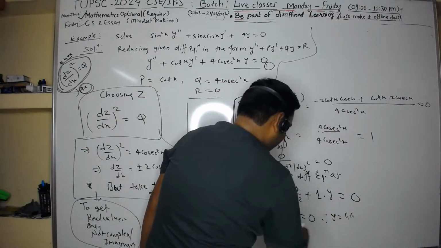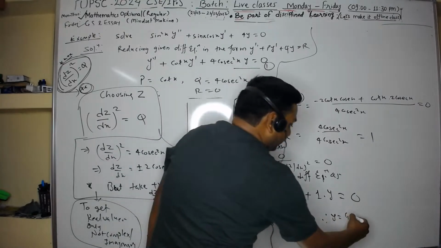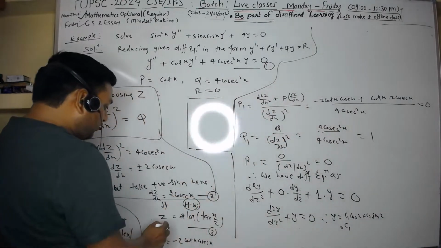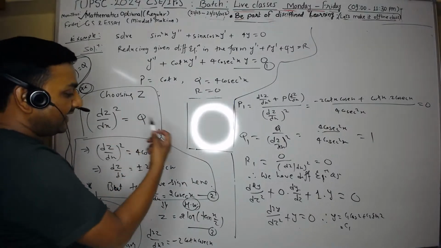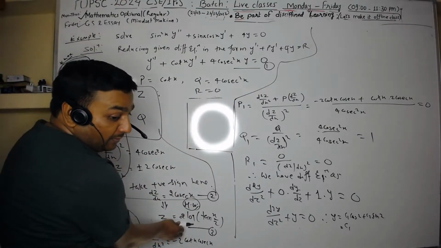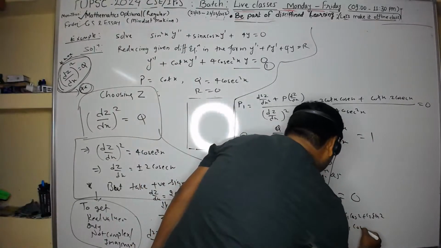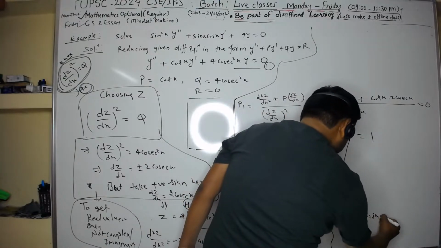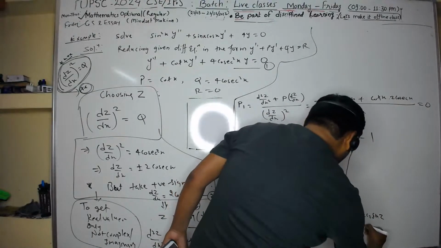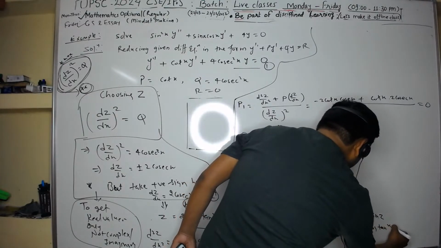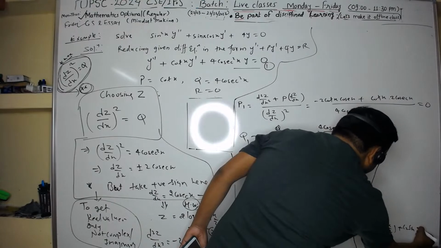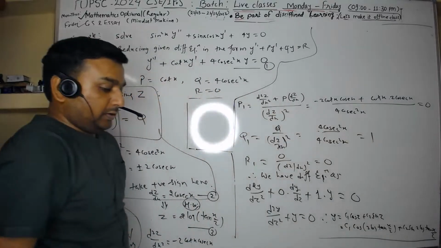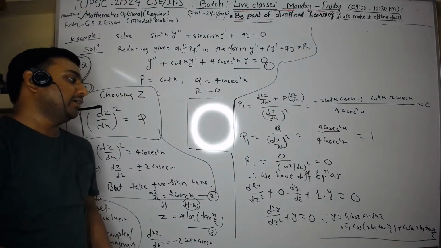So y equals, plus minus iota, auxiliary equation, right? C1 cos z plus C2 sin z. But z is not our variable. Our variable is x. So please don't forget to replace z: C1 cos of 2 log 10x by 2 plus C2 sin of 2 log 10x by 2. So this is how this method works.